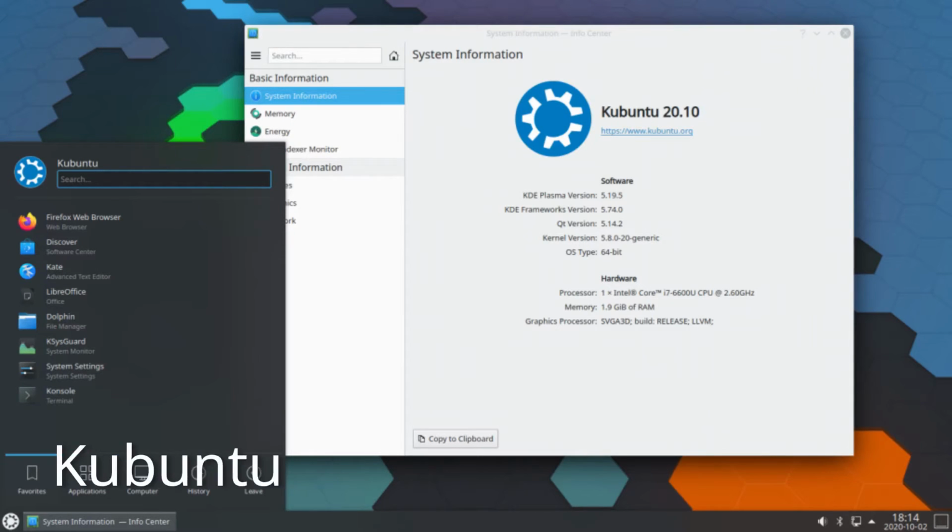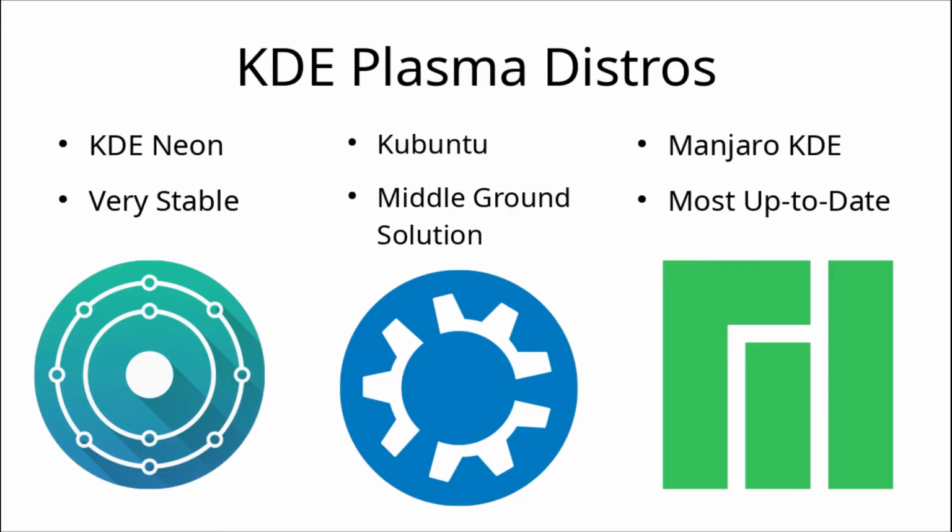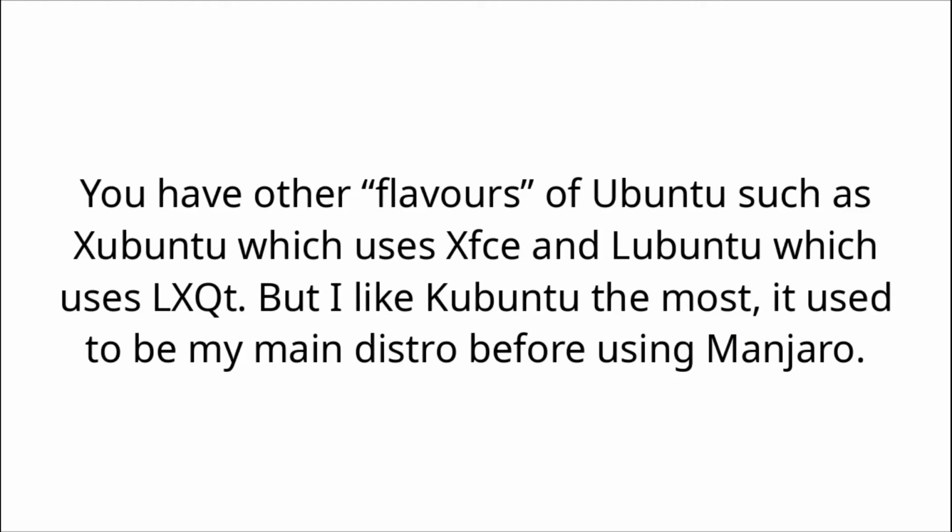Fourth we have Kubuntu, which is basically Ubuntu, but with KDE Plasma instead of Unity GNOME. Kubuntu doesn't have the same faults that standard Ubuntu does. If you want to use KDE Plasma, then I think Kubuntu is a great distro. It has a good balance between the stability of KDE Neon and the bleeding edge software you'd find on Manjaro KDE. Similarly, you have other flavors of Ubuntu with different desktop environments, but overall Kubuntu is my favorite.